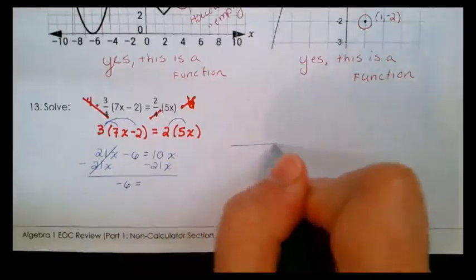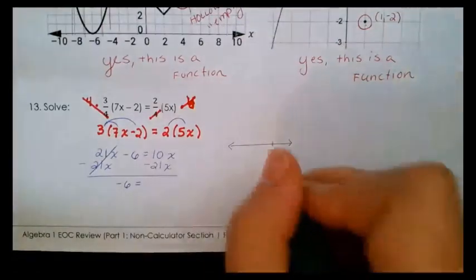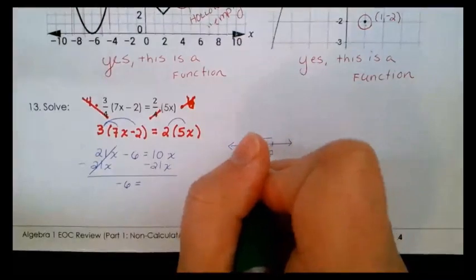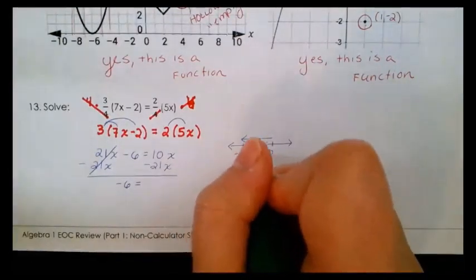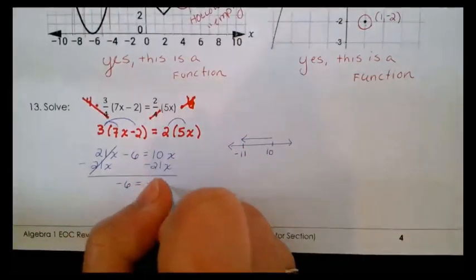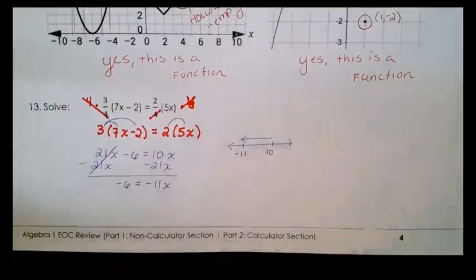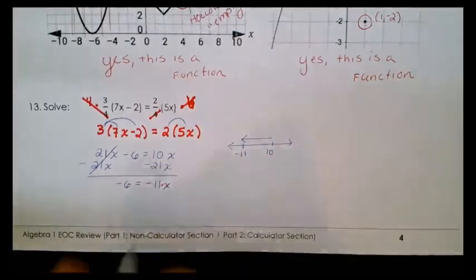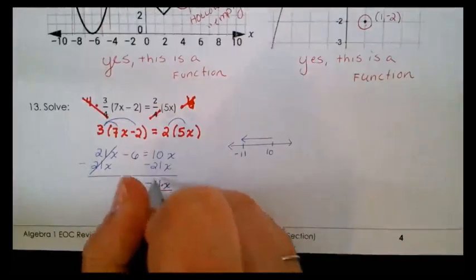Again, you want to think about your number line. Hopefully you've had it drawn. 10. Subtracting 21 means you're going to go 21 to the left. And you're going to end up at negative 11. So 10 minus 21 is negative 11x. Now we want to get the x by itself. So what we're going to do is break up the multiplication between the negative 11 and the x by dividing both sides by negative 11, because that's what we want to get rid of.